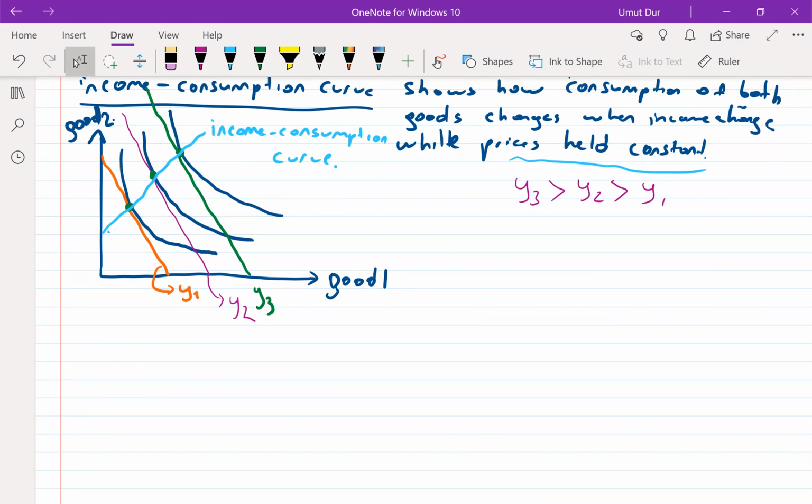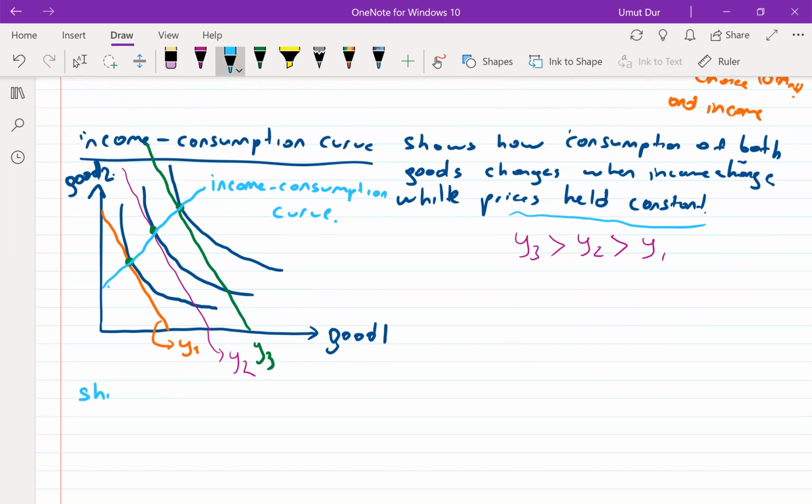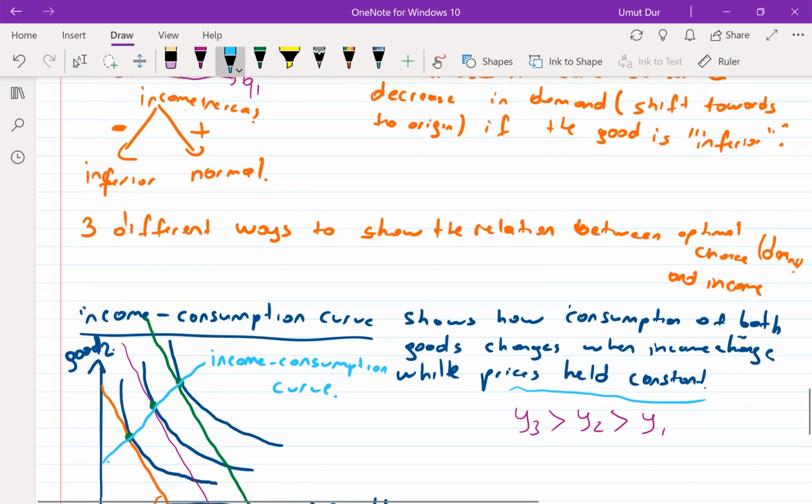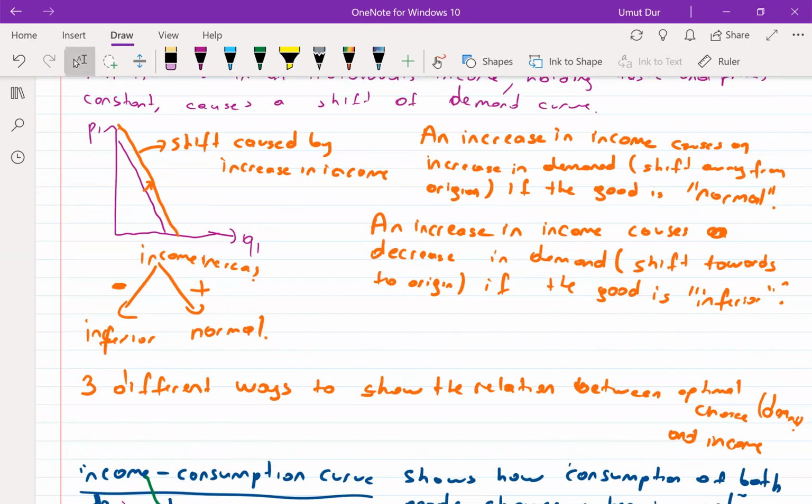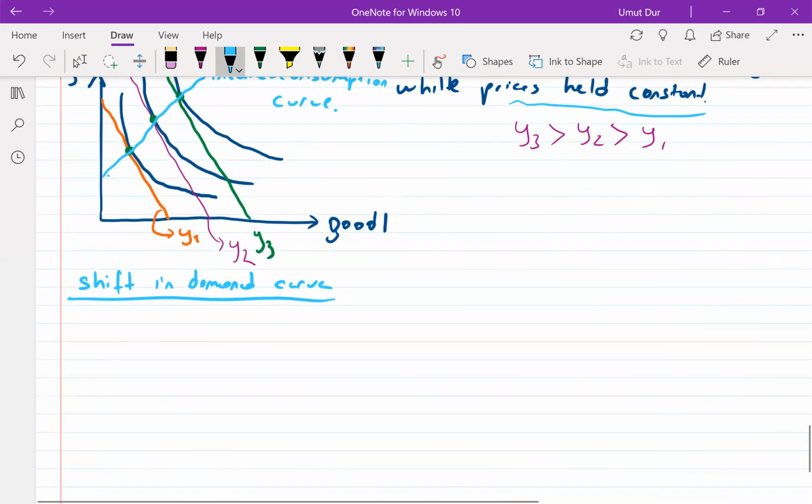No question. The second way is looking at the shifts in the demand curve. Okay, so when I change my income, it will shift the demand curve, as we have discussed a minute earlier. If the good is an inferior good, then the shift will be towards the origin. This is the origin. If the good is a normal good, then it will be away from the origin. So it is simpler using the demand diagram.